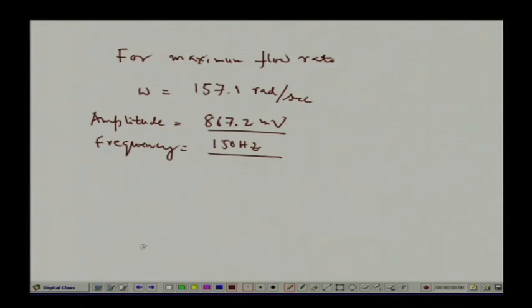So, these are the other answers, right. So, this is 867.2 millivolt, I do not know whether it is legible, and the frequency is 150 hertz. Let us do the other problem.